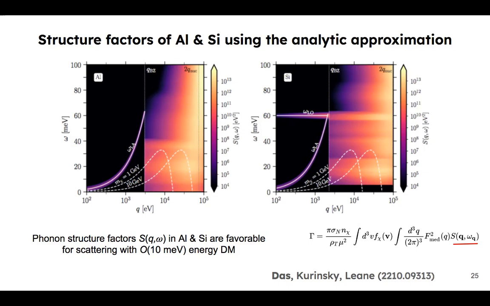Once you have this structure function, you can calculate the dark matter scattering rate, or in our case, you can actually calculate the power injected by dark matter in your devices.